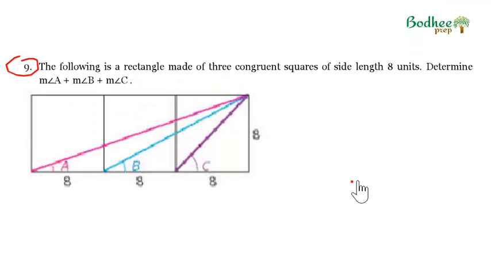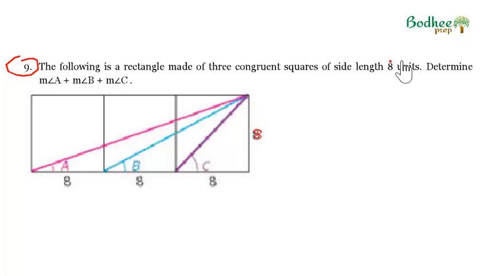How many have solved this question? I got some people giving me the answer. In fact, the answer was 90. Yes, good, it's the right answer. Now it says that three squares are kept simultaneously, side by side, each having side 8.